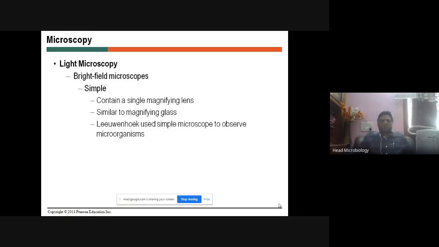Now, types of microscopes. Based on the background, we can differentiate into bright field microscopes and dark field microscopes. In bright field, the entire field on which you are looking at the bacteria or microorganisms is brighter or lighter. That is called a bright field microscope. In that, the first category is the simple microscope, which you must have seen several times. Antony van Leeuwenhoek used a simple microscope, with magnifying lenses, as we call them.